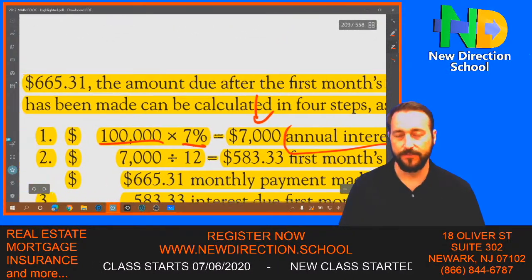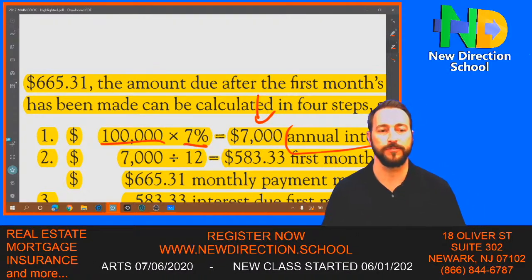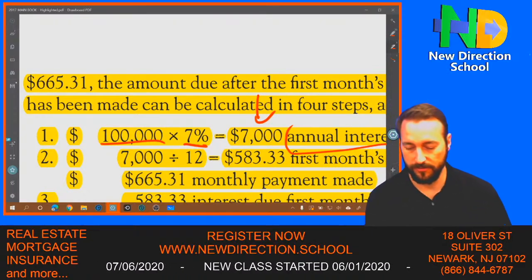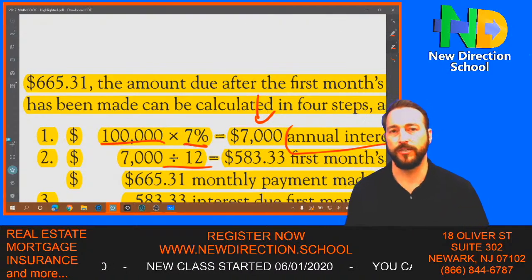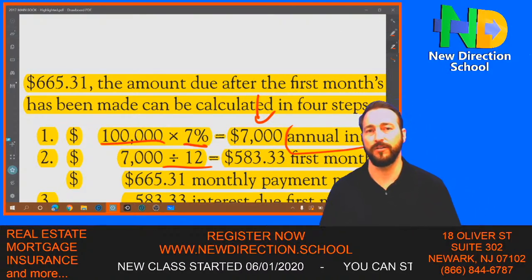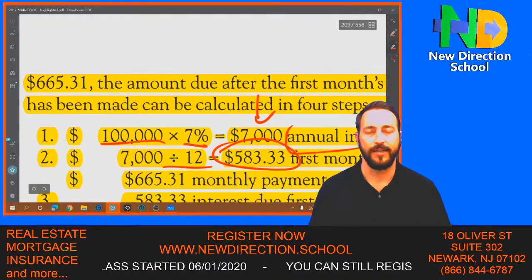If the question says, so the step number 2, they ask you, what is the first month's interest? Well, the only thing we have to do is divide it by 12, right? Annual interest is $7,000 divided by 12. The first month's interest is $583.33.